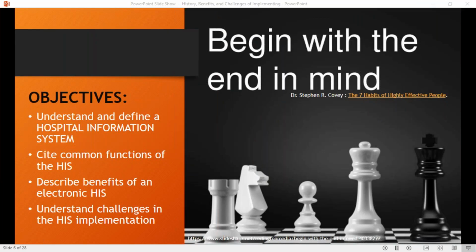These are just some of the objectives that I planned for this evening. I'd like to begin with what we want to achieve: mainly to understand and define what a hospital information system is and what its functions are. We'll focus more on the common functions of an HIS, describe the benefits of an electronic HIS, and lastly understand some challenges in the implementation of a hospital information system specifically.